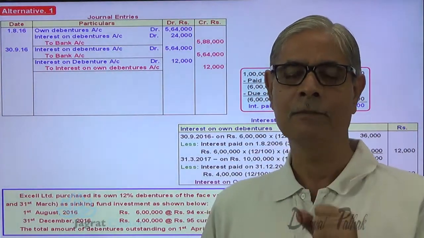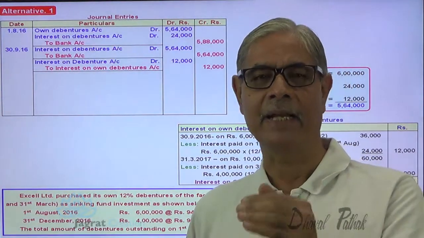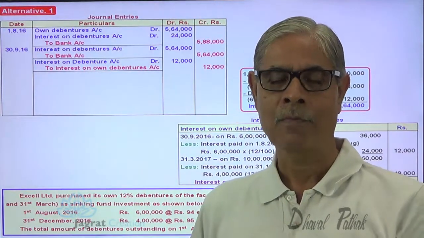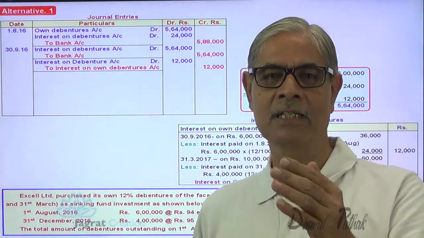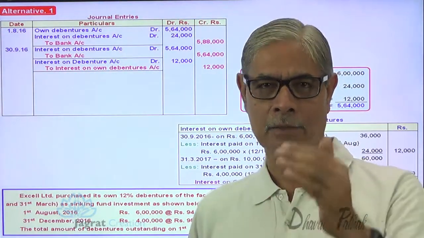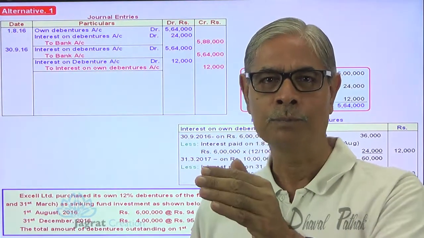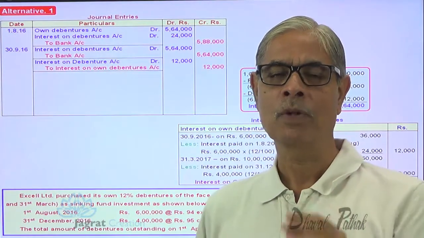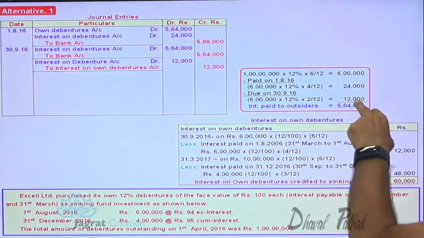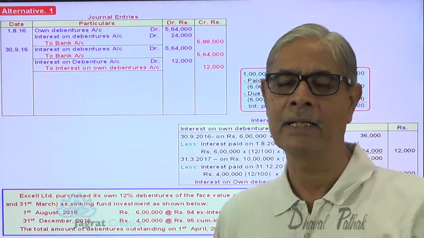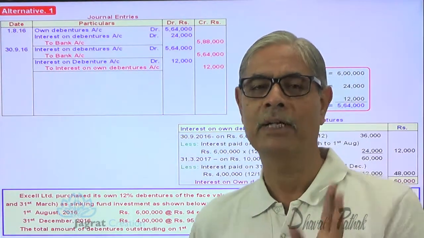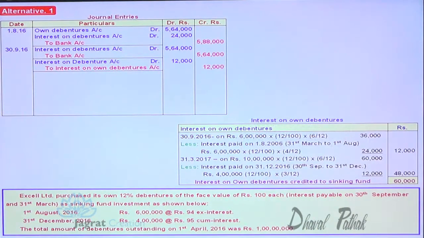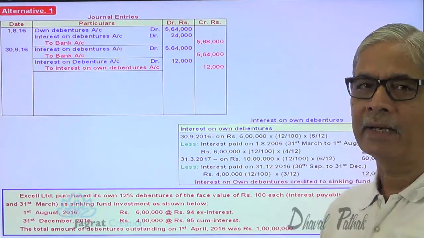So what is the style? When I purchase the investment and I pay debenture interest, it is debited to debenture interest account. And debenture interest which is due after the purchase period, investment in own debentures interest is due from the company itself. For that due, that amount is 12,000. That is to be recorded as an income to be credited to interest on own debenture, and that will be transferred to sinking fund. Now, this is the entry made on the interest date.